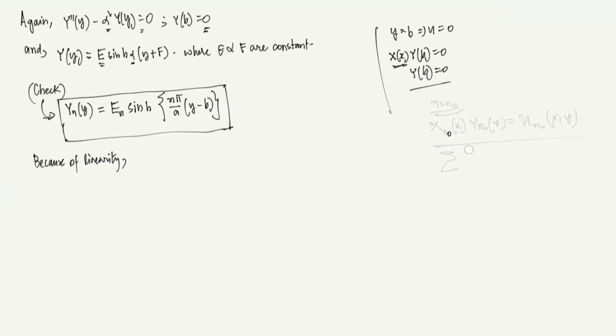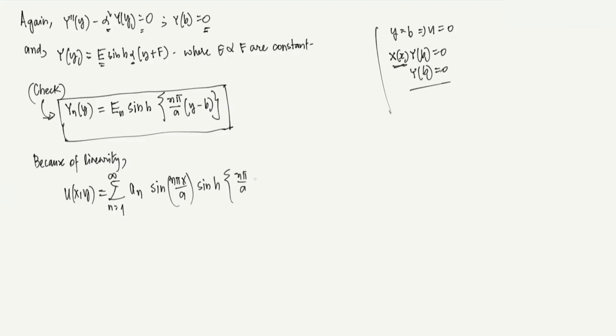Okay. So what we do is, because of the linearity, we say that u of x, y is nothing but the summation n equals 1 to infinity, and then we'll put some constants here, a_n times sine of n pi x by a, okay, and then sine hyperbolic of n pi by a times y minus b. Clear? This is what we are getting.